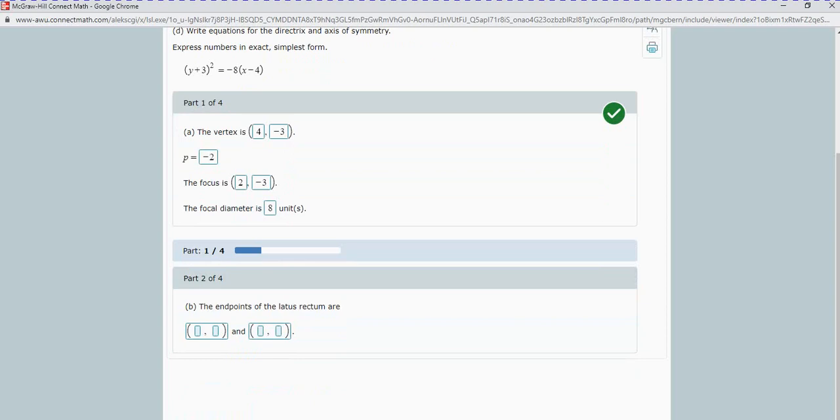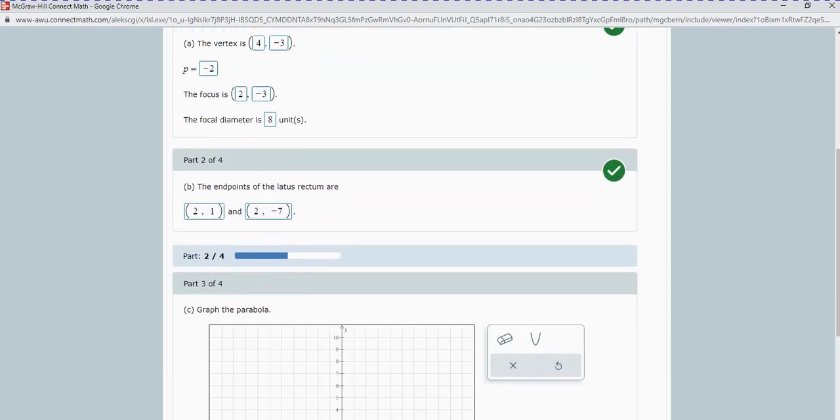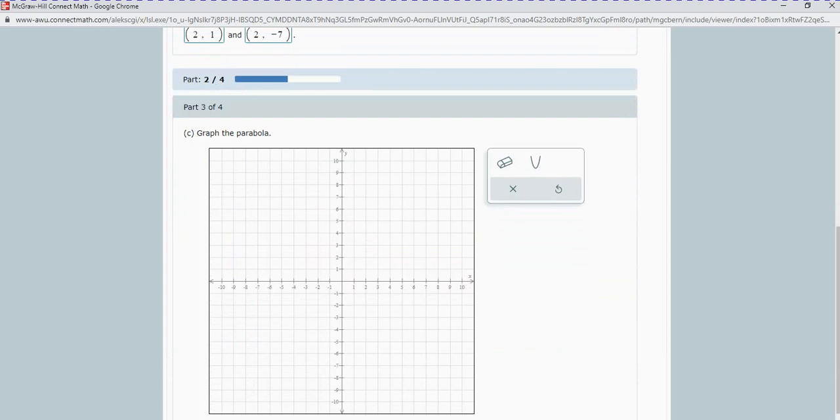Next, we want the endpoints of the latus rectum, so those additional 2 points that we graphed that were distributed away from the focus. So the first one was at 2, 1, and the second one was at 2, -7. Let's check that. Okay, and now we can graph. And notice we're graphing before we actually type in and identify any additional attributes. That's because those attributes aren't completely necessary in order to get an accurate graph. So just the values we have up to this point in the problem are enough to get an accurate graph. So let's click our parabola tool.